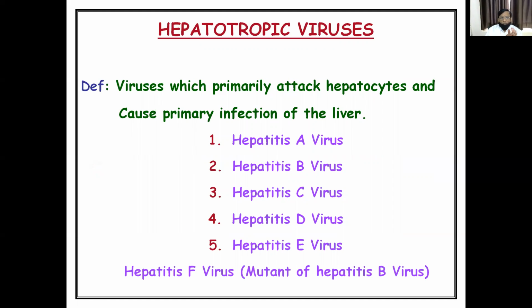What are these hepatitis viruses? They are hepatotropic viruses. Viruses which primarily attack hepatocytes and cause primary infection of the liver are hepatitis A virus, hepatitis B virus, hepatitis C virus, hepatitis D virus, hepatitis E virus. Now, a new virus has come, that is hepatitis F virus, which is a mutant of hepatitis B virus. Now, we call them HAV, HBV, HCV, HDV, HEV.